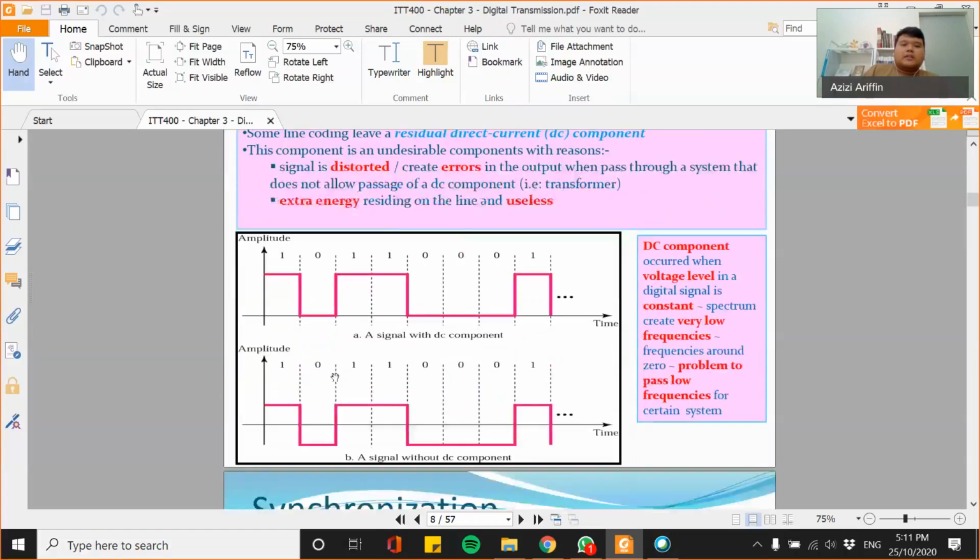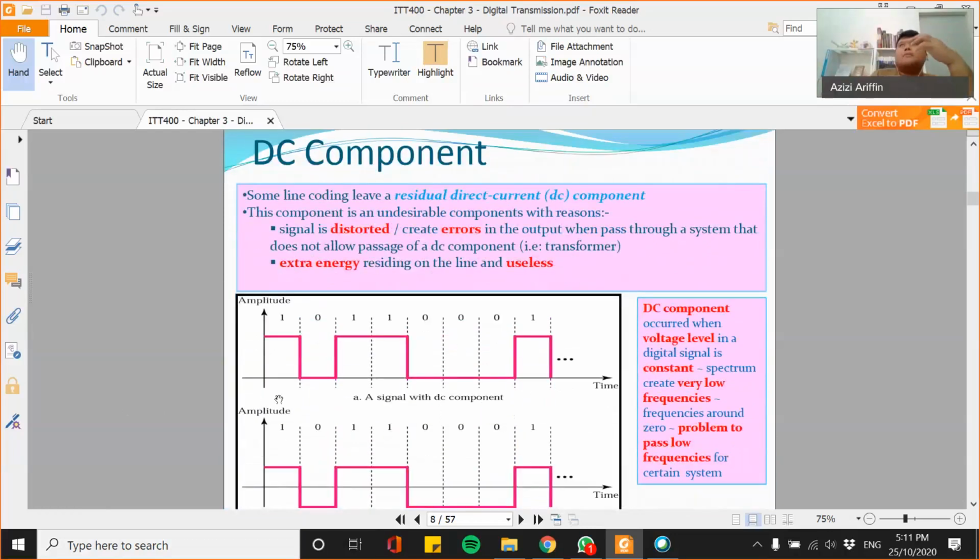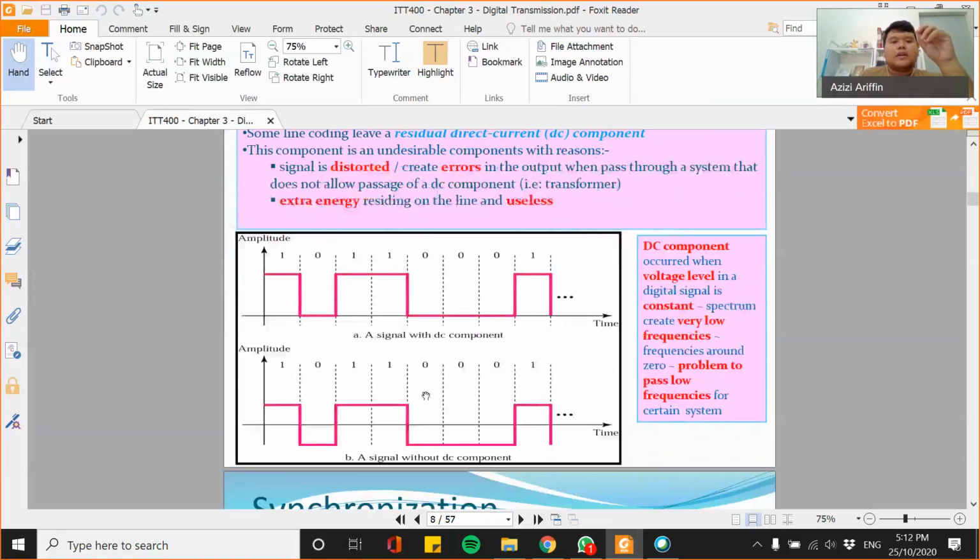Another thing is that in line coding there is what we call a problem. This problem always plays a role in line coding because digital transmission is usually transmitted using a DC component, meaning DC power. In electrical systems we have AC and DC. So we have what we call the residual direct current component. It is an undesirable component; the DC component can cause distortion or create errors, and it does not allow operations of a DC component. It is extra energy residing on the line and is useless, so it will cause distortion and error.